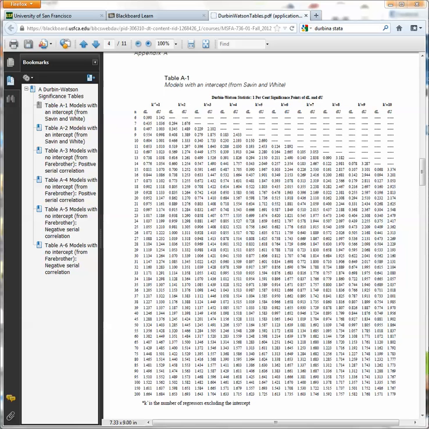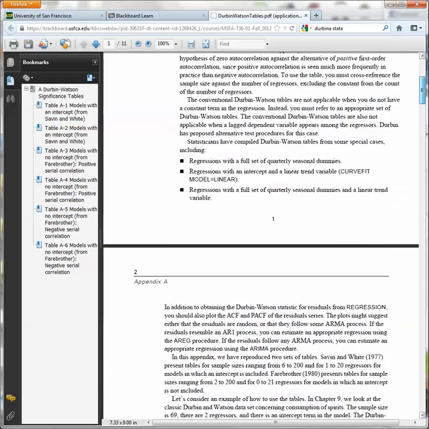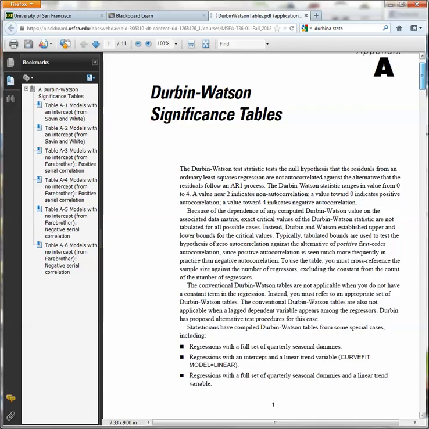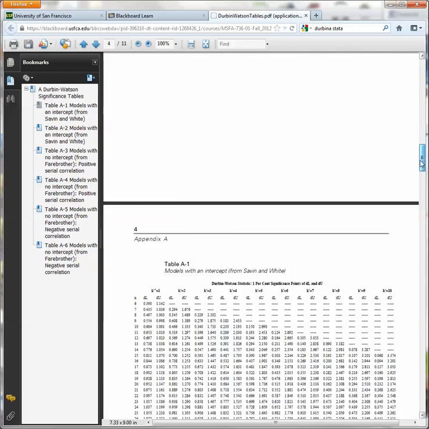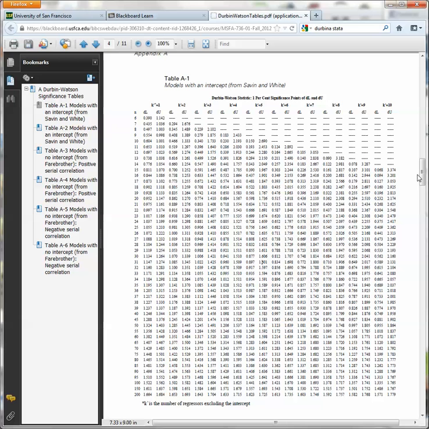So there are statistics textbooks everywhere that have various versions of these Durbin-Watson significance tables in them. This is one particular set I've snagged off the internet. They all basically look the same, but you need to be aware of the following issues when you use these tables, because there are a number of moving parts with Durbin-Watson significance tables.